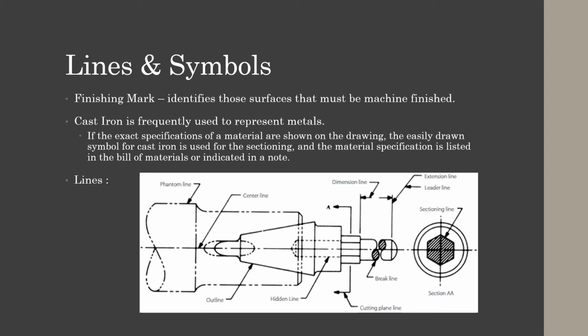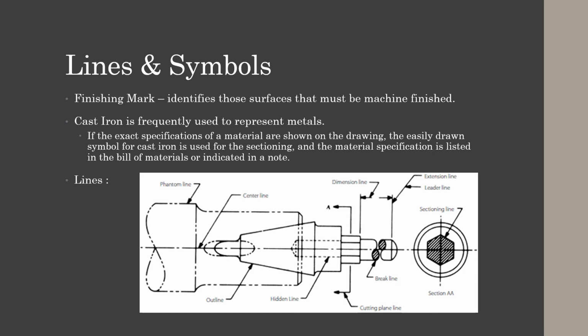You can see the phantom line at the top left. It's long, short, short, long, short, short. And this will show an item that is not pictured or an alternate position of a part. So like if it was a piston, it would show the fully extended in dark lines, and then fully retracted in the phantom line to show you that it moves and it's 2 different parts.